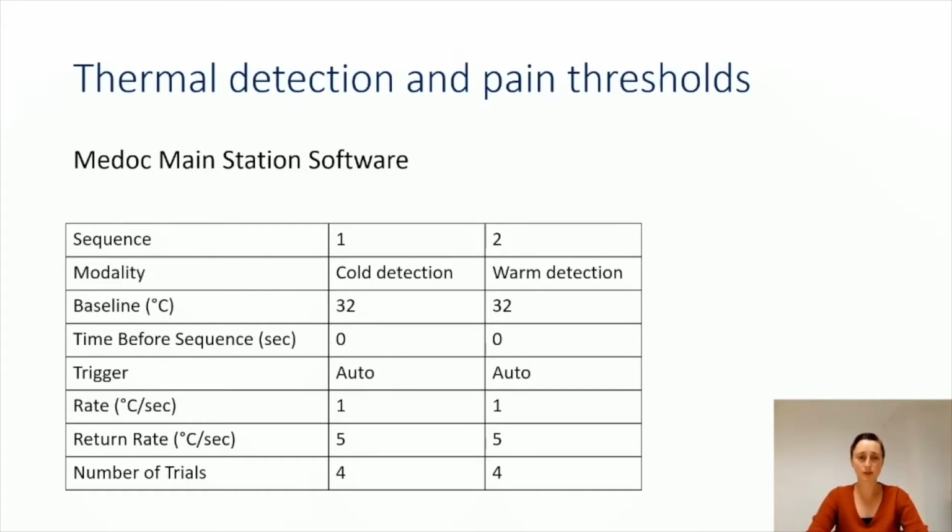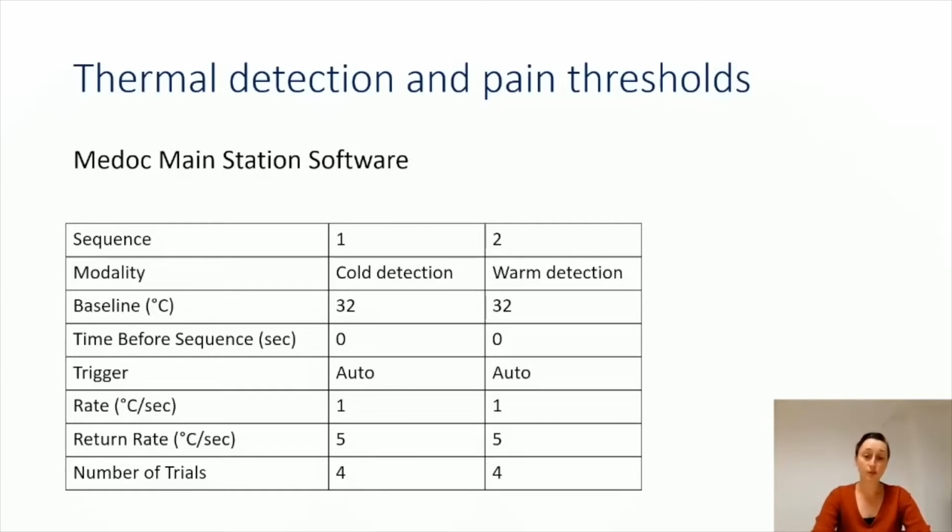There are a few things that within the software you have to preset. So I show you here a table that is similar to the way it is presented in the MEDOC main station software, but I would like to highlight a few fields that are important to think about before running a test. So what you can see here are 2 sequences, sequence 1 and sequence 2. Sequence 1 is for the cold detection, sequence 2 for the warm detection.